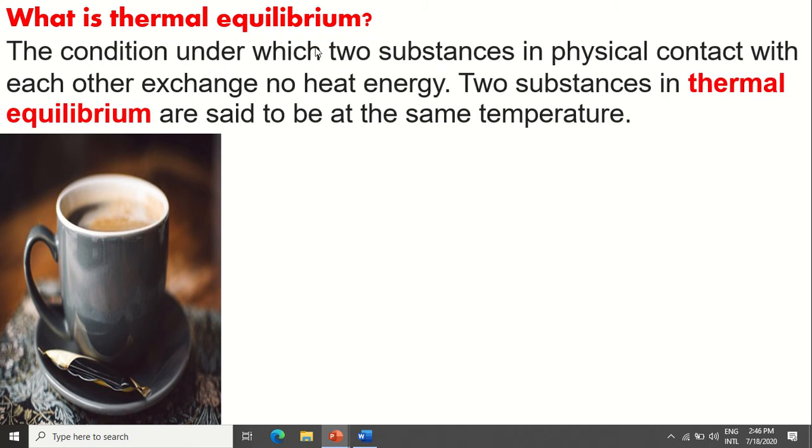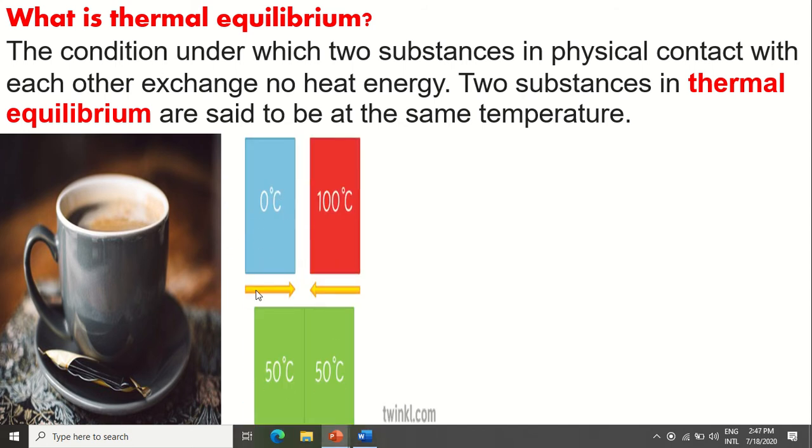So let's know the definition of thermal equilibrium. The condition under which two substances in physical contact with each other exchange no heat energy. Two substances in thermal equilibrium are said to be at the same temperature. Until they reach the same temperature, there will be exchange of heat energy, so we cannot call that thermal equilibrium. So when there is no exchange of heat energy, and both objects reach the same temperature, then that situation is known as thermal equilibrium.